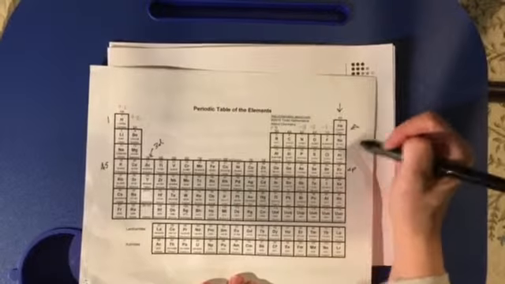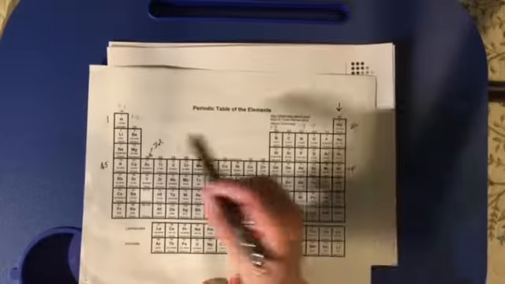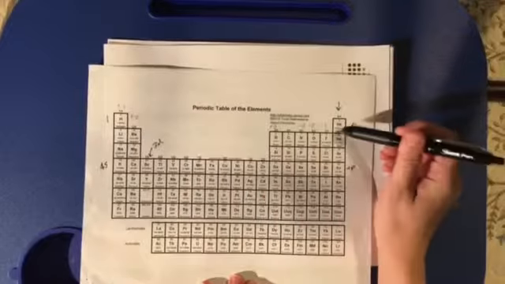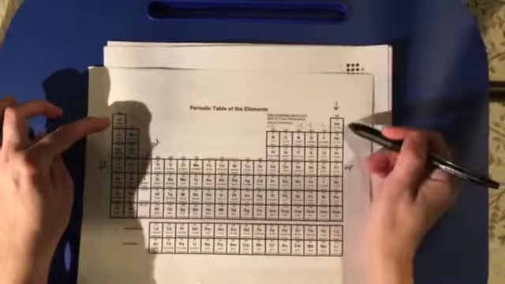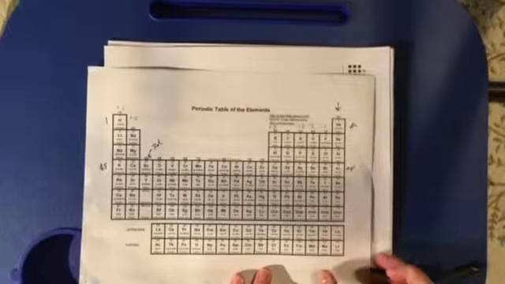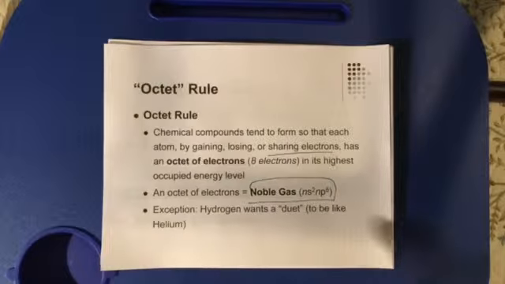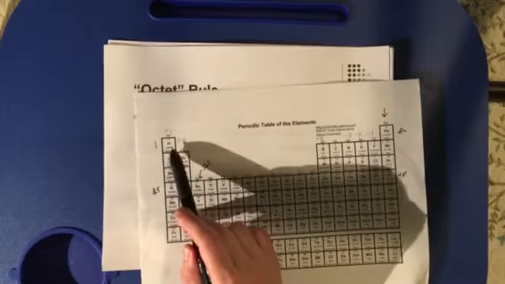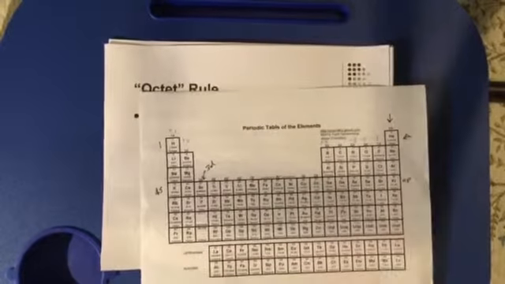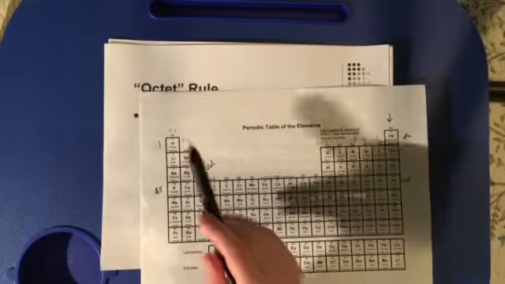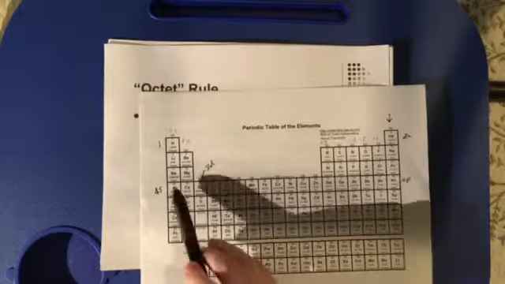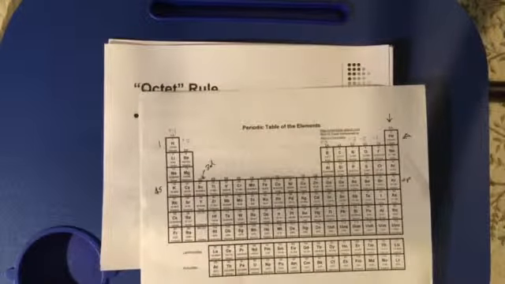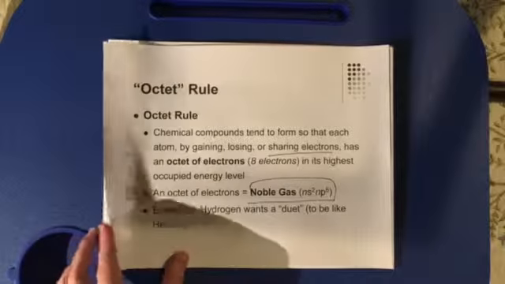And so everything wants to have 8 except for here, the first row, hydrogen and helium, their stable configuration is 2 electrons. And so the exception is hydrogen wants a duet to be like helium. So hydrogen's going to try to get an extra electron to be like helium. It doesn't need 8. It only wants to fill that 1s orbital. Everything else wants to be like a noble gas and have 8 electrons.